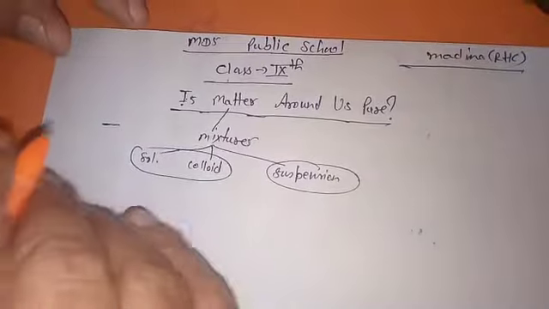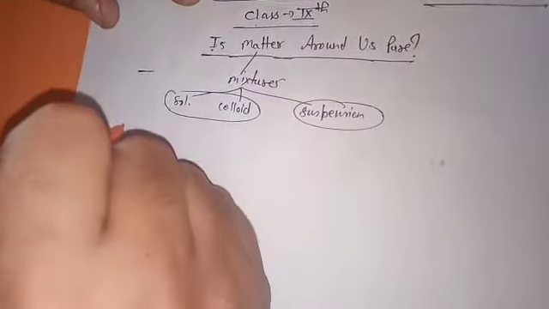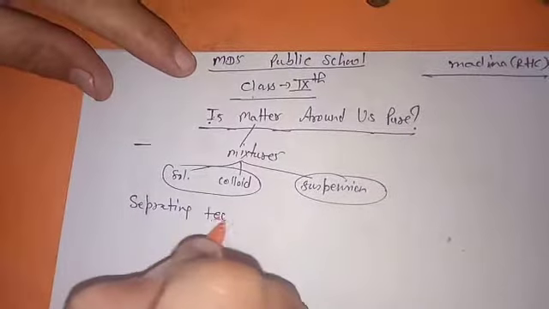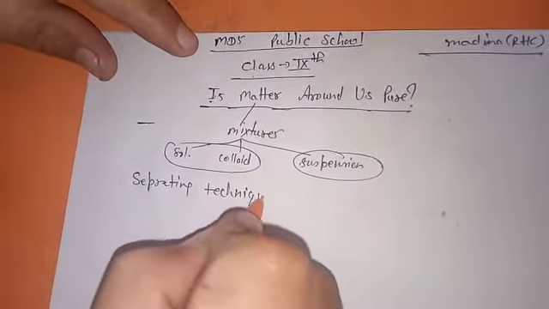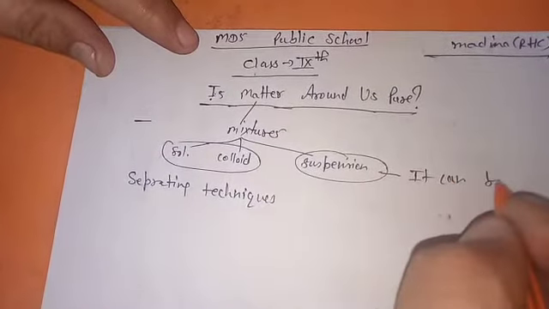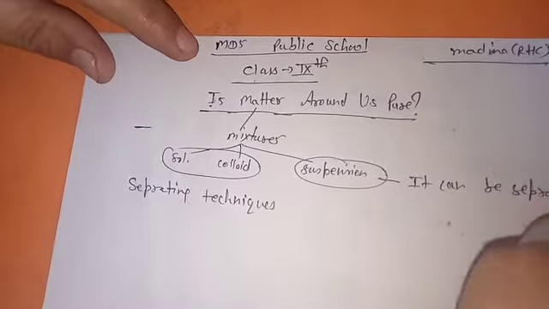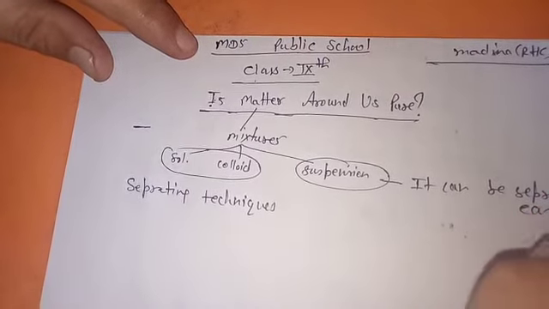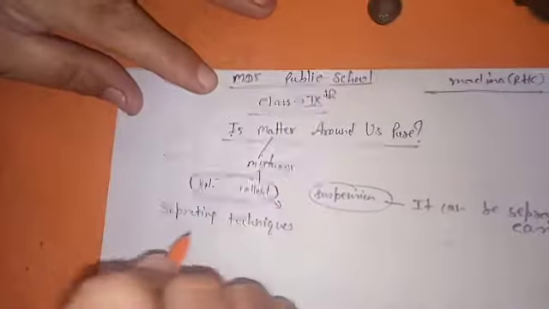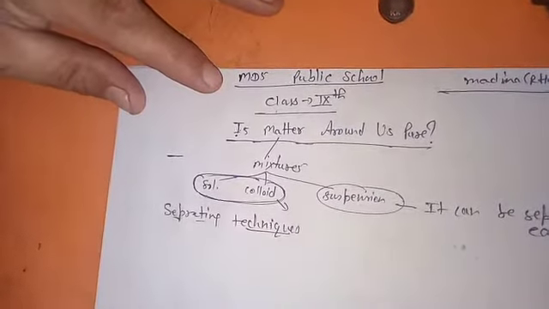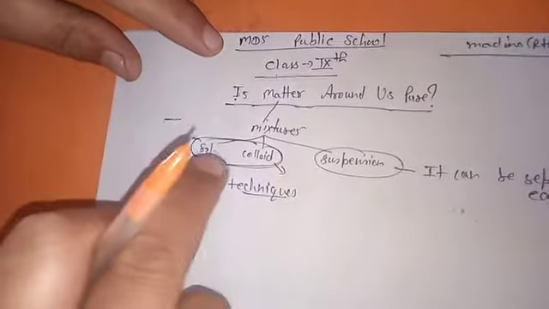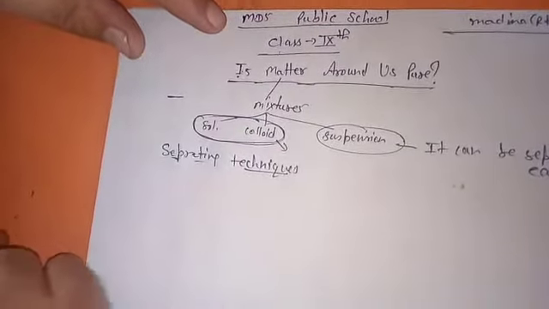So now our next topic is about separating techniques. The suspension can be easily filtered and separated, because it is unstable. But if you go for these two, special methods are needed. So we have to discuss separating techniques particularly for separating the components of a solution as well as a colloid.